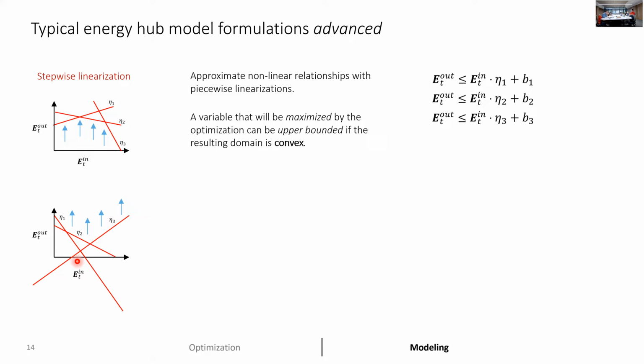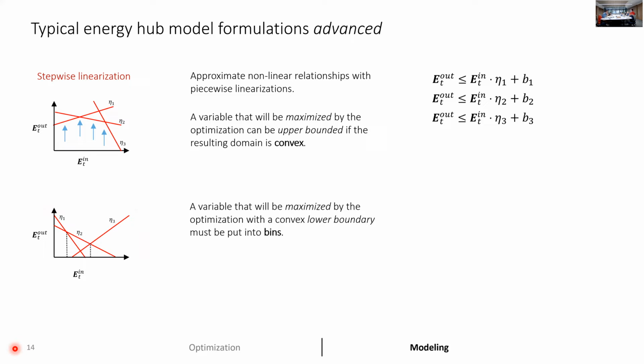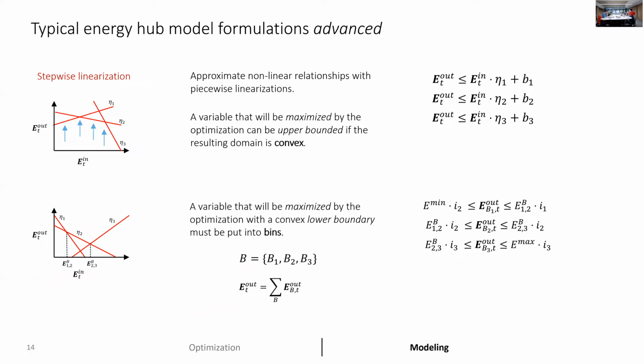So in this case, to follow these exact lines, for the optimization we need to put these approximations into bins. So we define different sets of bins for the input energy flow, composed of three zones here, B1, B2, and B3. And the output energy here, E out, will be equal to the sum of those three input bins that we can then put between the minimum and the maximum capacities with those in-between breakpoints, multiplied by integer variables. So you see that it becomes a bit more complex when you want to approximate nonlinearities, and you end up with three integer variables that the solver has to fix.